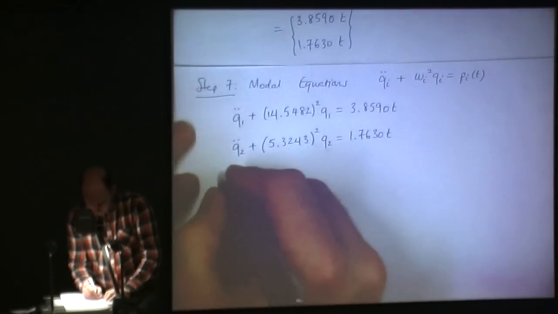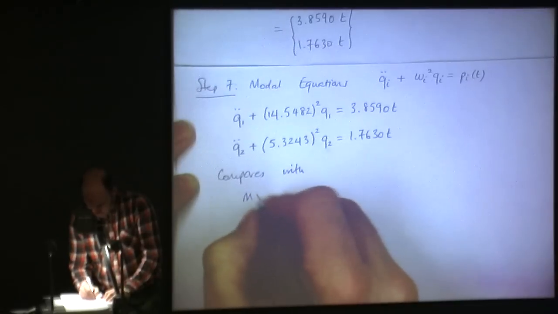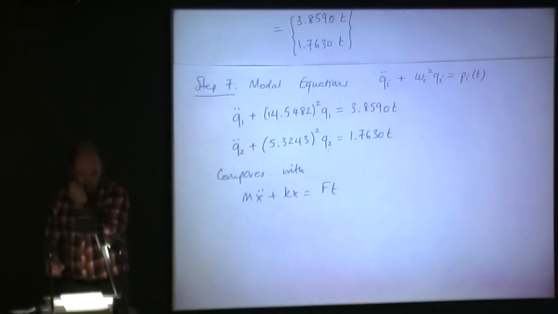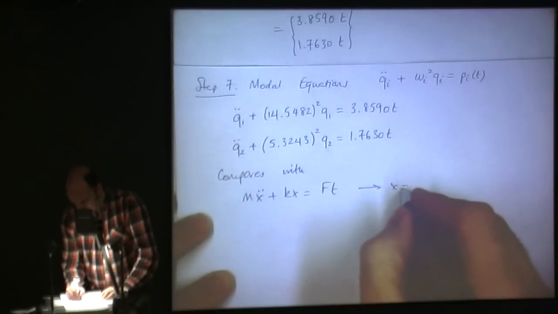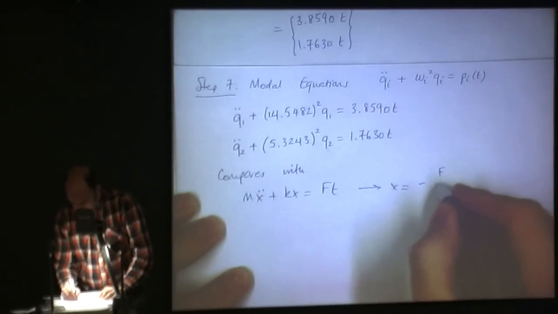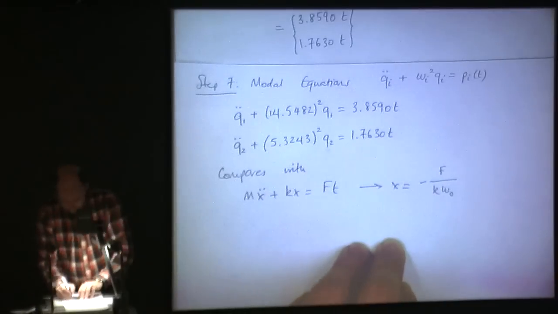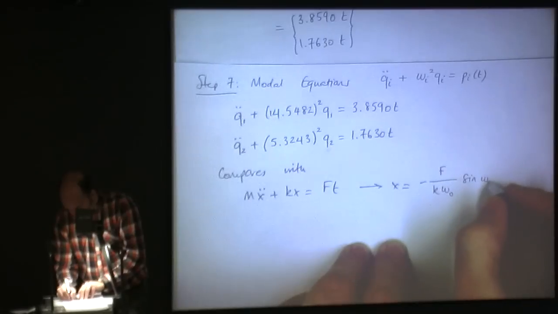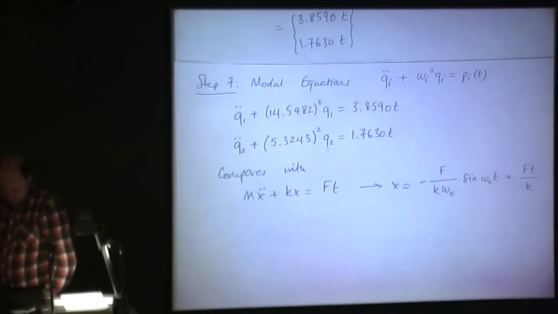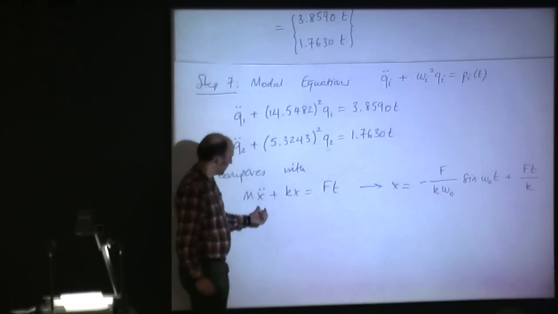Now this compares with m x double dot plus kx equals f t, and the solution for that, with initial rest conditions, is given to you in your equation sheet as minus f divided by k omega naught sine omega naught t plus f t divided by k. So this is the mathematical solution to this with initial rest conditions.